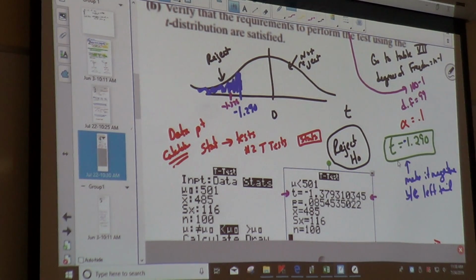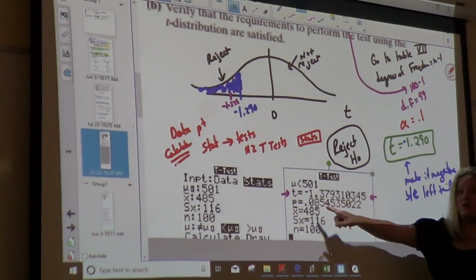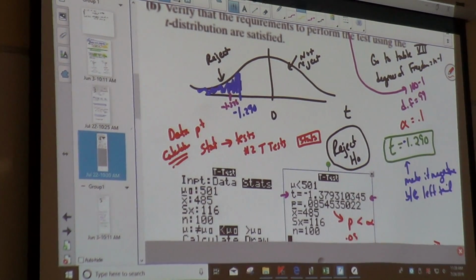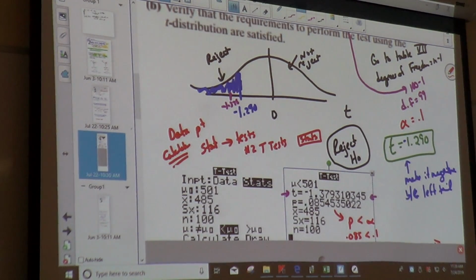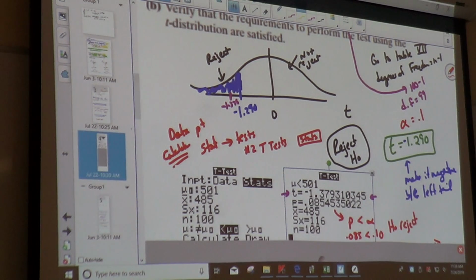Now, the other way to do this is to take your p-value and say, is it less than alpha? If the p is low, the H naught must go. So your p is 0.085. Is that less than alpha, which is what they told us? Is your p lower than alpha? 8 cents is less than 10 cents, so your H naught must go. So you must reject the H naught.